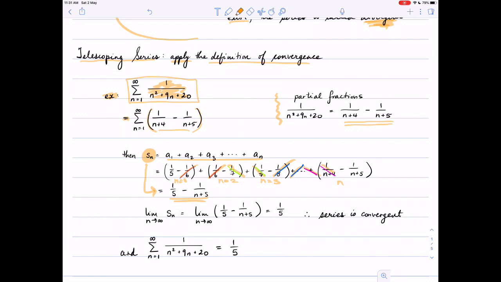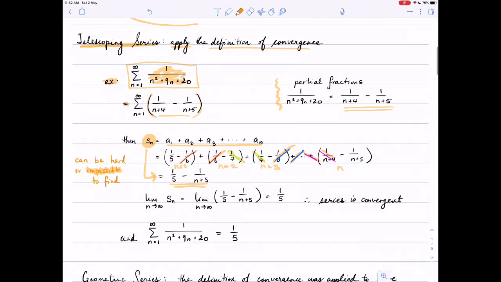I had told you at the time, and this is still true, this is sometimes very hard to find. In a telescoping series, we can do this without too much trouble, but finding a rule for s sub n can be hard or impossible to find, and that's what we're going to do today, is begin to look at some of the cases where finding this rule is impossible. But for the moment we're reviewing what we did before, telescoping, and it was possible. And it was possible in the next one that we did as well, the geometric.